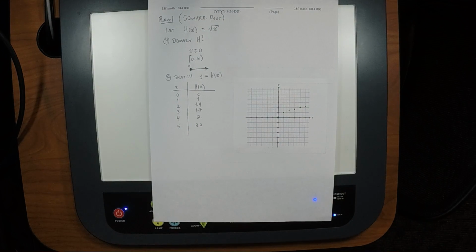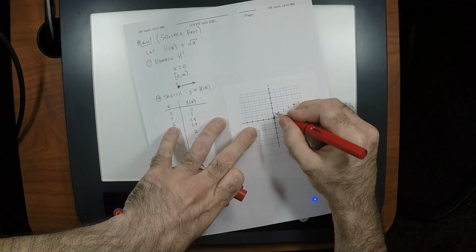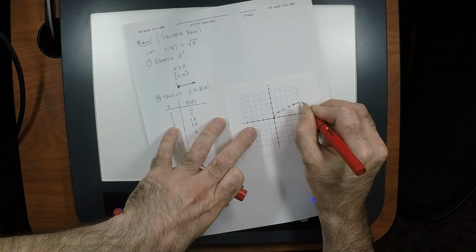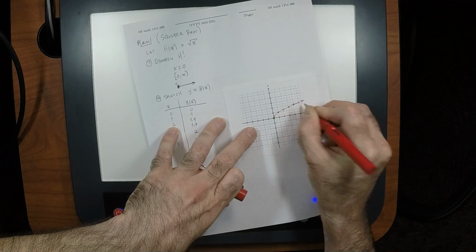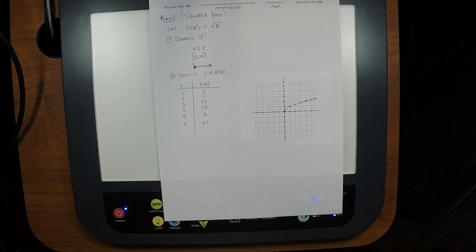So there, we plotted 6 points. If we had plotted many more points, then it would look like this, something like that. All right. So that's a sketch of what it looks like.